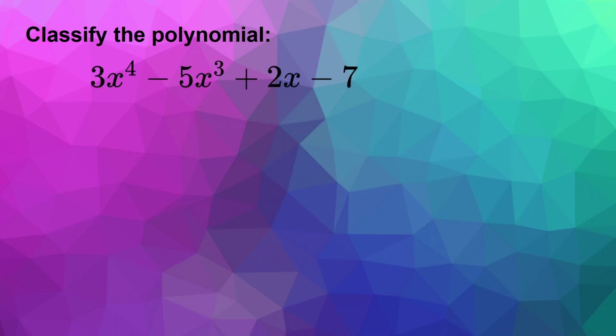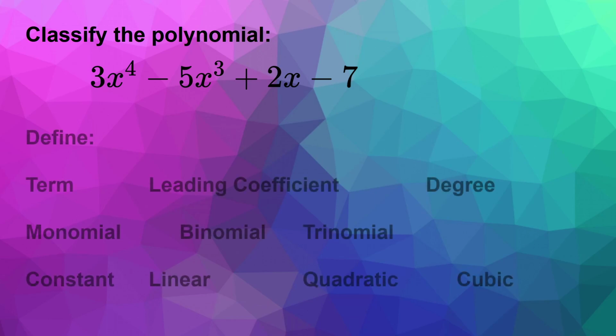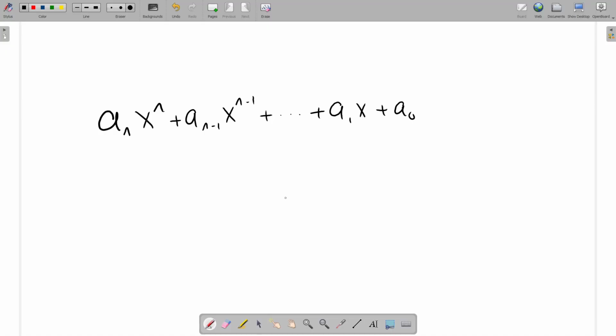One of the things that you should be able to do after watching this video is to classify a given polynomial. You should also know how to define things like term, leading coefficient, degree, monomial, binomial, trinomial, constant, linear, quadratic, and cubic. So if you already know how to classify this polynomial and you already know what these words mean, then I recommend that you jump into episode 2 of the Quadratic Series. For everybody else though, let's jump into it and let's talk about it.